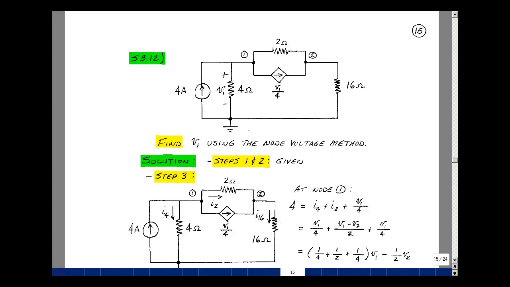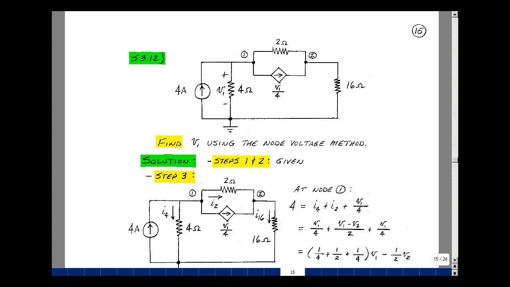This lesson deals with supplemental problem 312. You can find this problem in the course ebook in the Chapter 3 Supplemental Problems on page 15. Given a circuit, which contains 3 resistors, an independent current source, and a dependent current source, can you solve for the node voltage V1 using the node voltage method?